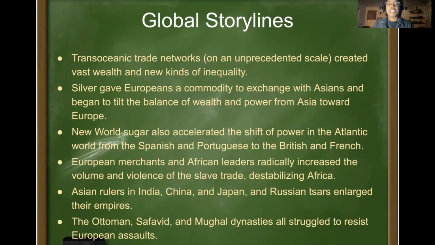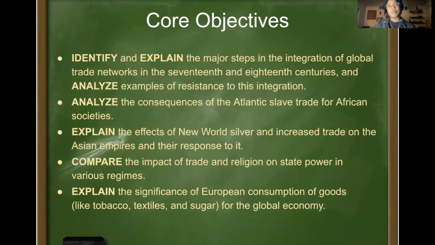Next up, European merchants and African leaders radically increased the volume and violence of the slave trade, destabilizing Africa. And we're going to see gender imbalances, which is going to lead to even more inequalities and inequities popping up throughout Africa as well as in Europe. Asian rulers in India, China, and Japan and Russian czars enlarged their empires. So we're going to see some growth happening in India, China, Japan, and Russia. And finally, the gunpowder empires, also known as the Ottoman, Safavid, and Mughal dynasties, all struggled to resist European assaults. Let's get into it.